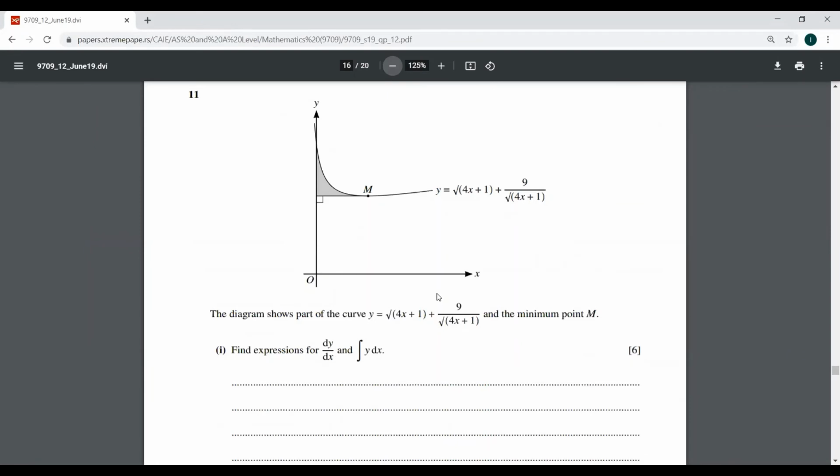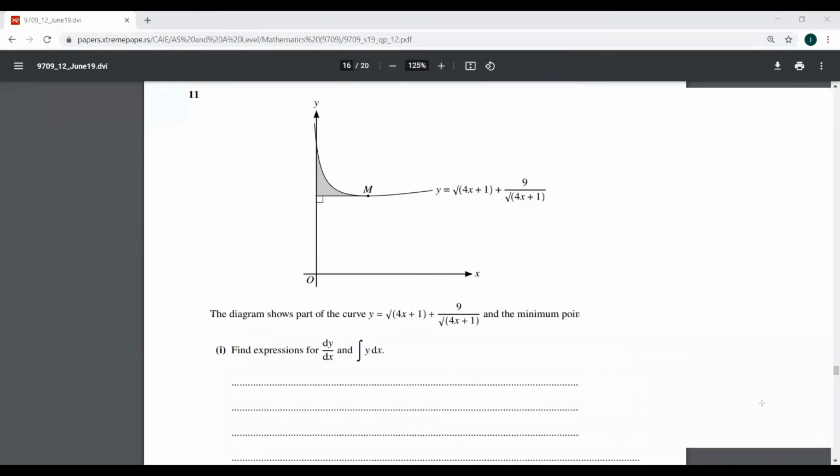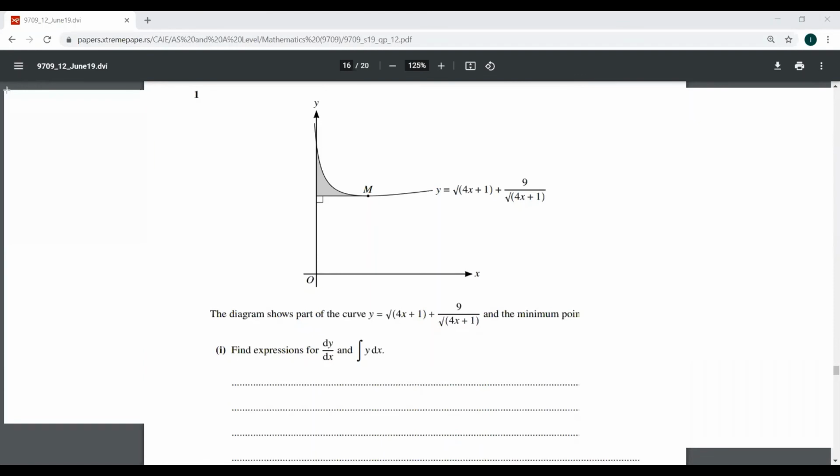Okay, it says in this 11th question, we have the equation. Oh, this is a very weird kind of an equation. And it says the diagram shows part of the curve and the minimum point M. It says find the expression for dy by dx and for the integral of y. I'll be making this part white so that I can work it out here. We just need dy by dx and the integral of this y first of all.